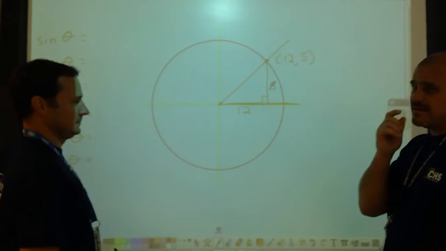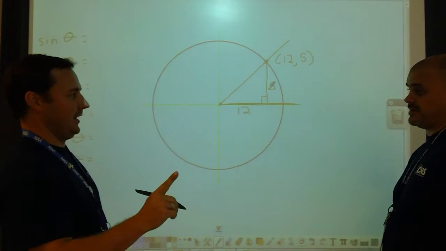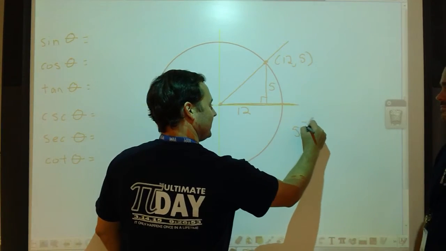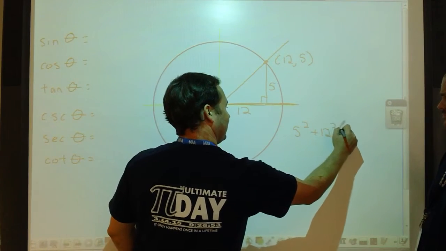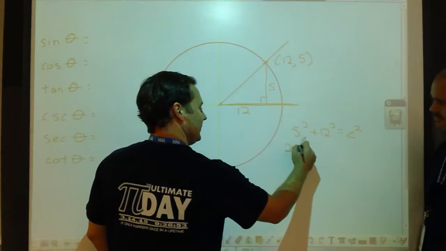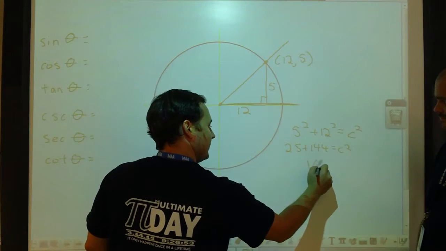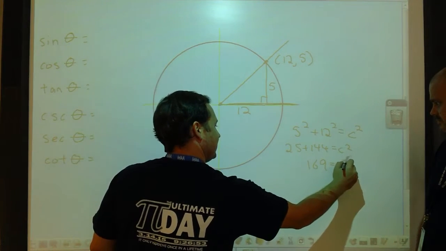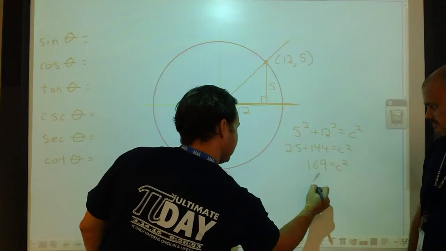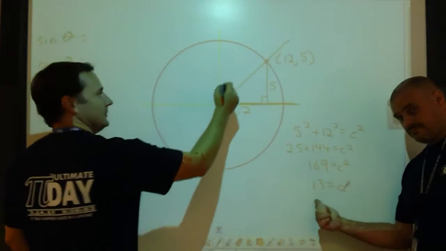If I had to make a guess, I would think we could use the Pythagorean theorem to determine that. I think you are right. Leg squared plus leg squared equals hypotenuse squared. What do you see? 25 plus 144 equals c squared. That adds to 169. I take the square root of each side, and I'm only interested in the principal root. The square root of 169 is 13.